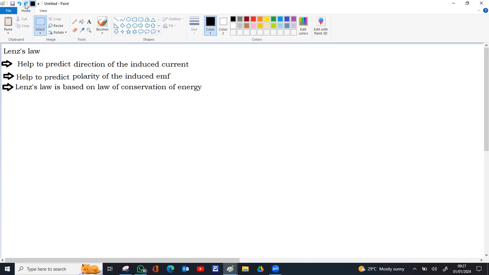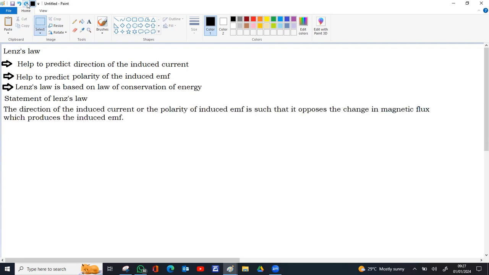So the statement gives a way to predict the direction of induced current or polarity of the induced EMF. The law states that the direction of the induced current or the polarity of the induced EMF is in such a way that it opposes the change in magnetic flux which produces it. The direction of induced current or the polarity of the induced EMF is such that it opposes the change in magnetic flux which produces the induced EMF.